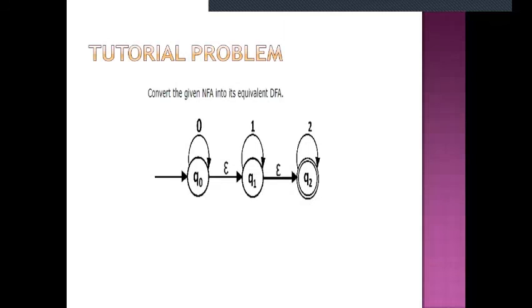And the next problem is to convert the given NFA into the equivalent DFA. So the same steps you are going to apply. First you have to convert the NFA with epsilon to without epsilon. Then you have to convert the normal NFA without epsilon to DFA. So these are all the tutorial problems. Try all these problems.